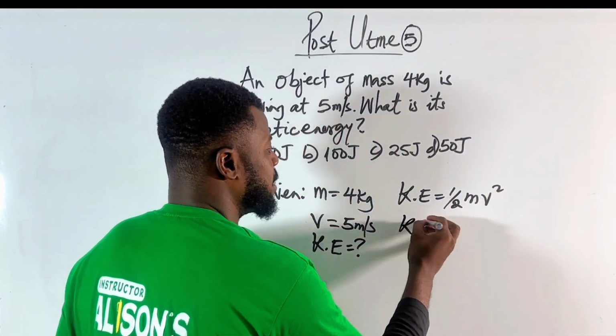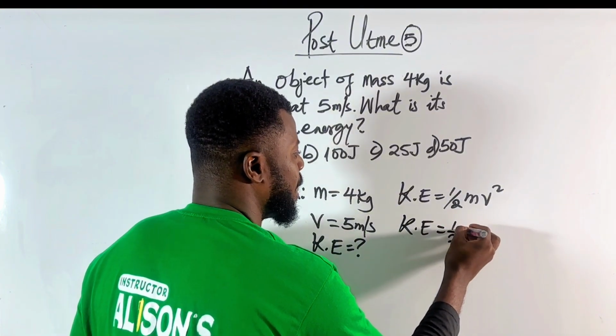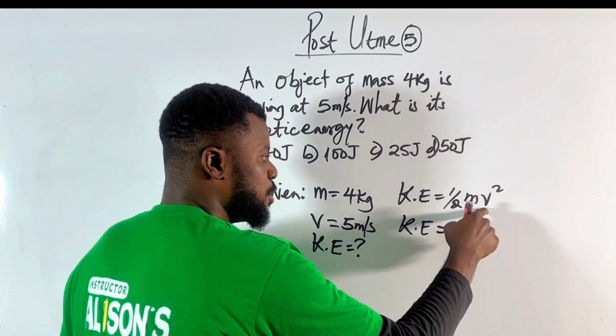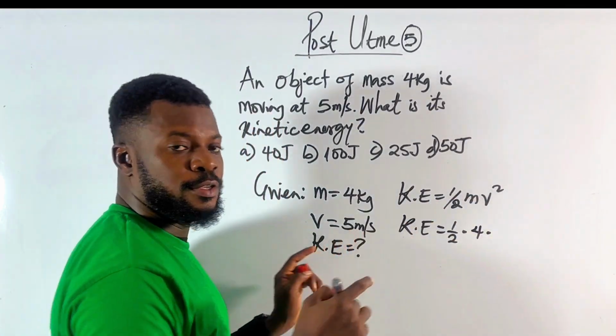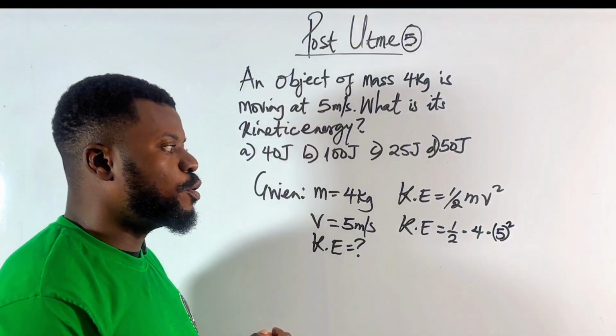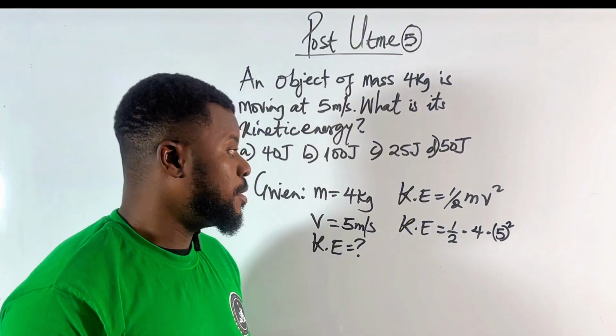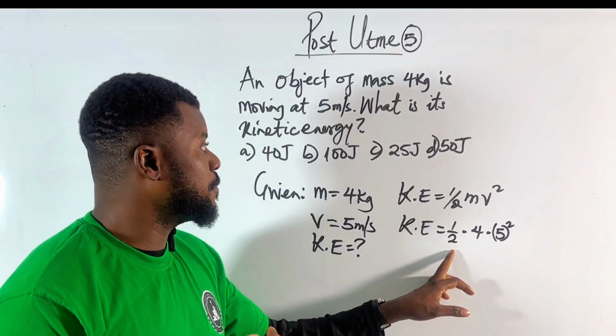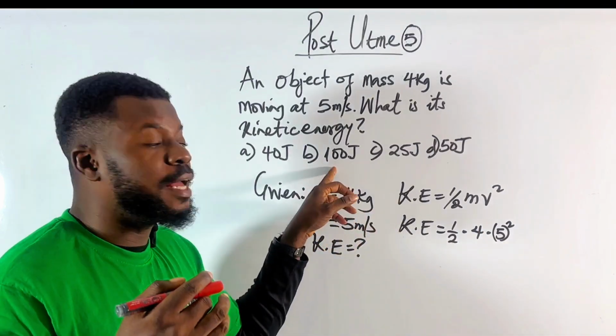Now, what is the kinetic energy? Half times your mass, which is 4, times your speed, which is 5. Don't forget to square it, because if you rush and don't square the 5, you will do 4 times 5, which gives 20. Half of 20 will give you 10. Sometimes 10 will be among the options.